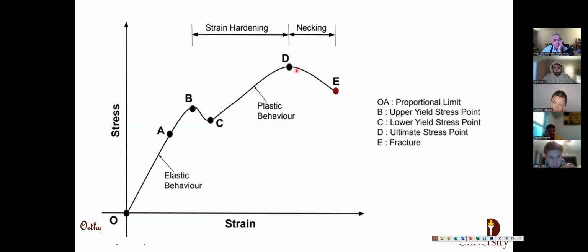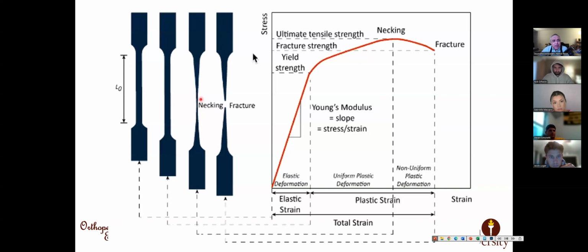After the ultimate strength point, the material starts to fail and gradually fails until the fracture point. This area is called necking. By necking, we mean the material starts to become thinner and thinner, like a neck, until it fails. So necking starts at the ultimate strength point.